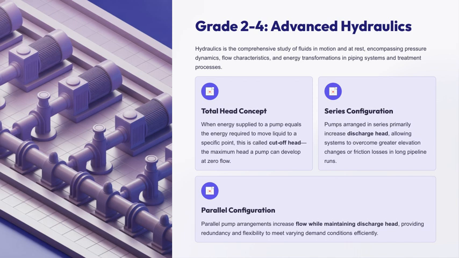On the other hand, when pumps are arranged in parallel, they work side by side. This arrangement increases the flow rate without changing the discharge head. It provides a lot of flexibility and redundancy, which means if one pump needs maintenance or fails, the system can still operate efficiently with the remaining pumps. This makes parallel setups ideal for meeting varying demand conditions. Understanding these concepts helps us design more efficient, reliable hydraulic systems that can handle different challenges in water management.